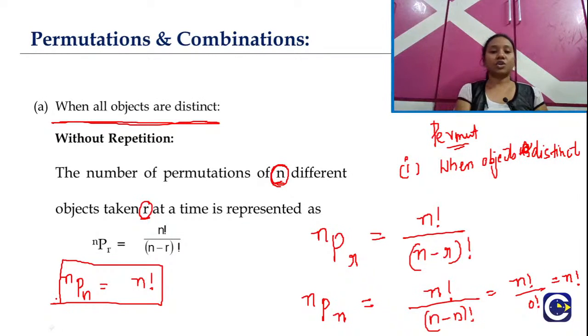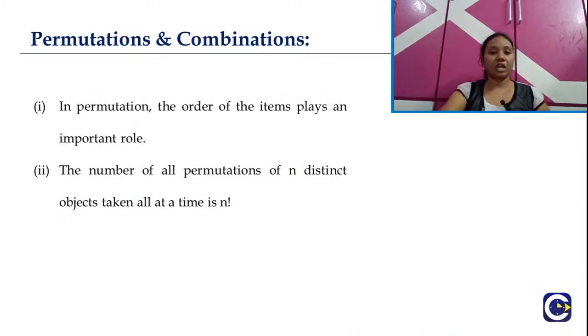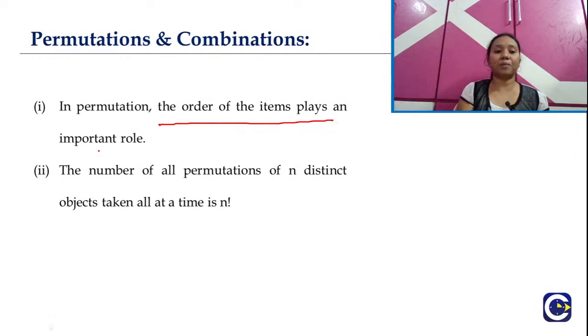Right, guys? So this is the case here. For permutations without repetition, when objects are distinct, if we take r at a time, it is given by nPr. If we take all n at a time, it is given by nPn, which is equal to n factorial. And in this permutation, as I mentioned, the order of the items plays an important role.